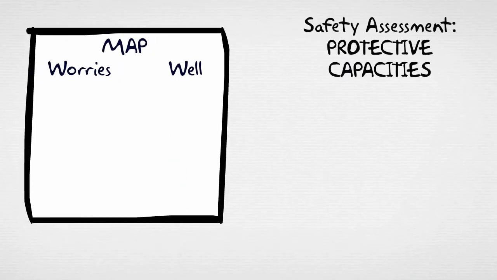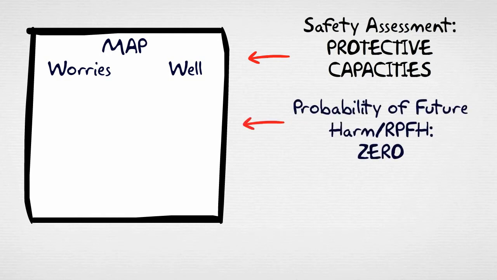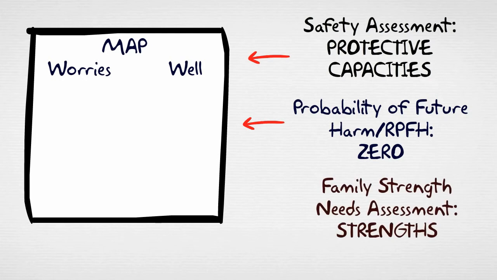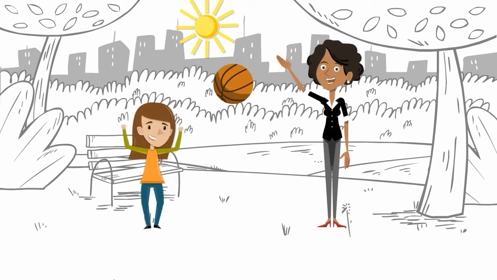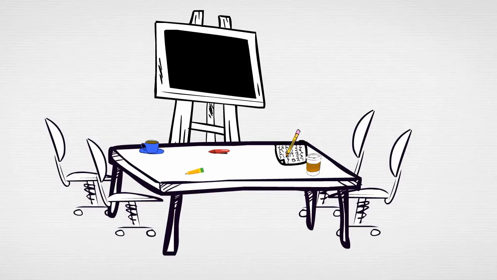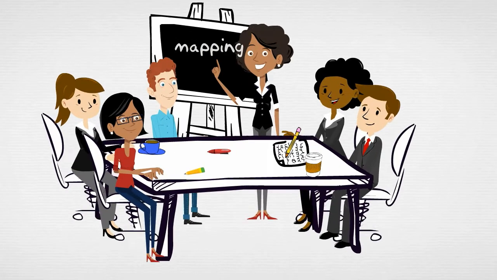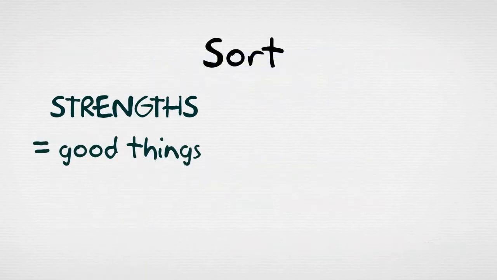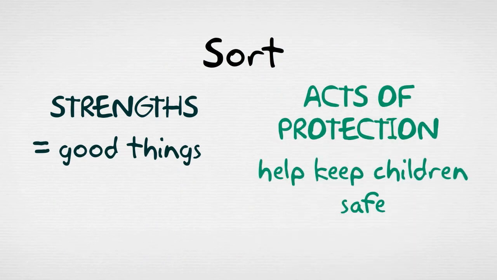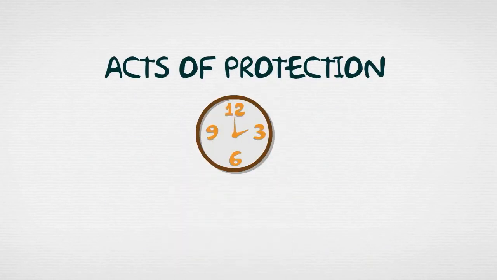We gather the positive things from the protective capacities in the safety assessment, the items that scored 0 in the probability of future harm, and the strengths from the caregiver and child strengths and needs assessment. And like the worries, we capture information from the child and caregivers. It is also important to gather information from collaterals and all the people who care about the family. We identify which of these are good things and which will keep the child safe. Once we've seen these acts demonstrated over time, we have safety.